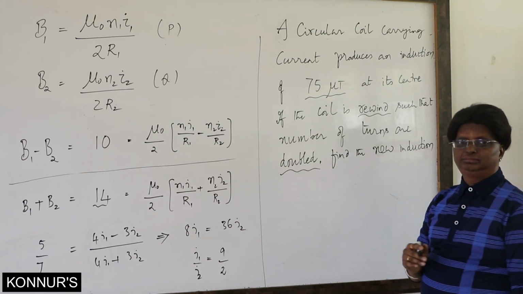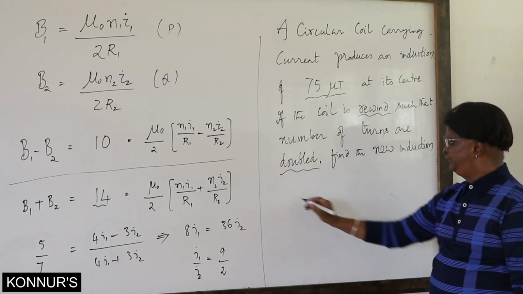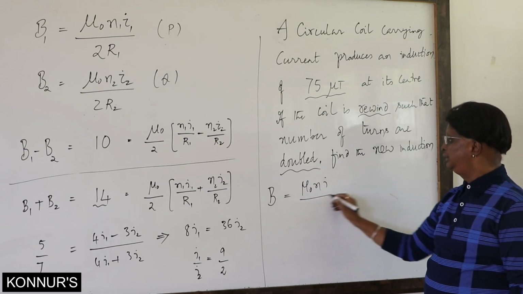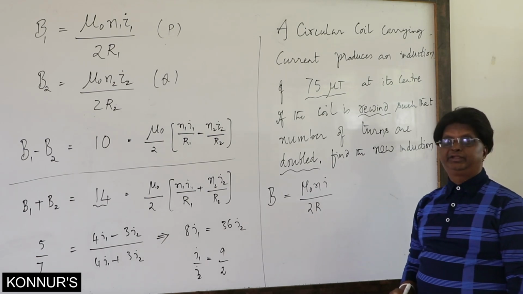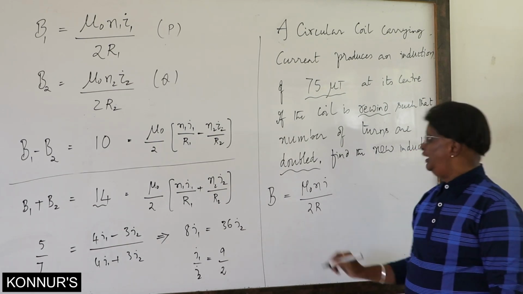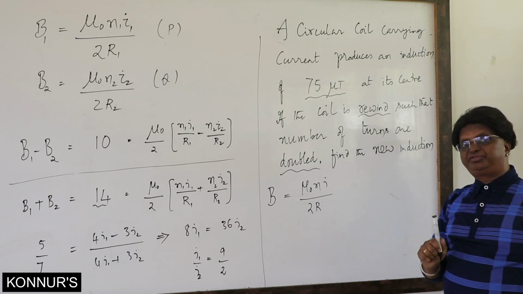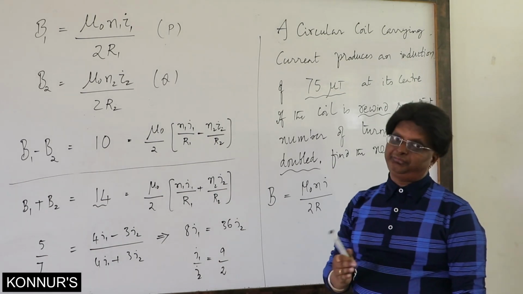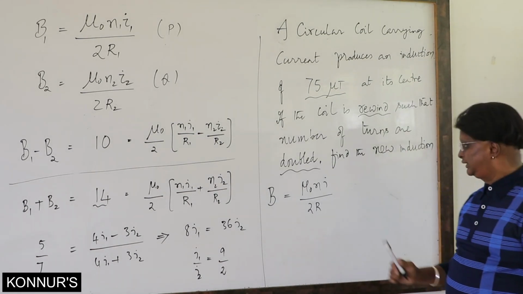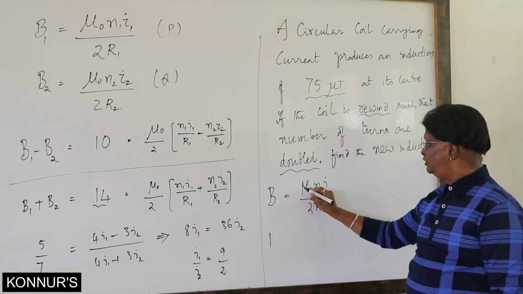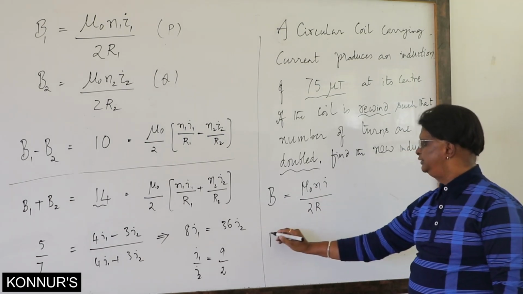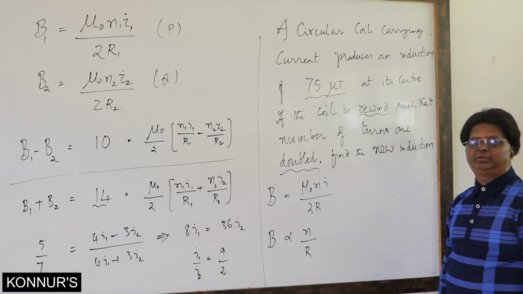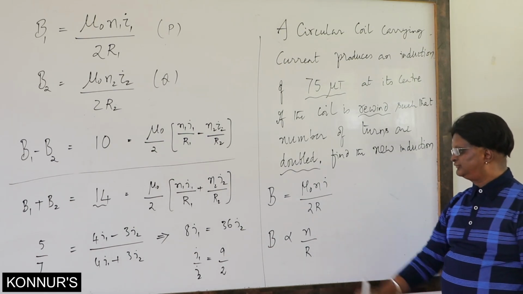Now where to begin? No big thoughts. If the expression for B at the center, mu naught N i upon 2R, is our fundamental, there we begin. Of course, it is only rewinding, no change in the current carried by the coil. It is not mentioned in the data, but it will be understood because nothing is said about the current. Therefore, here mu naught by 2 and I are all constant terms. Therefore, I will use B proportional to N by R, N for number of turns and R for radius.